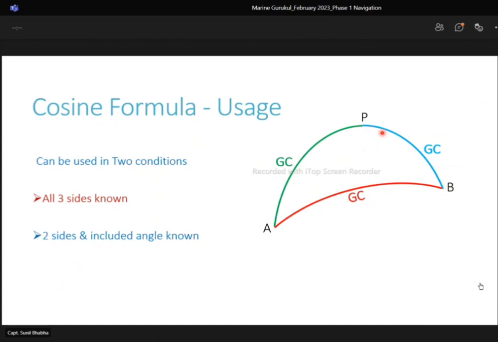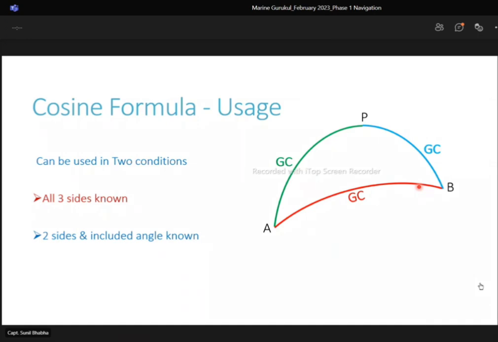Now, when we apply the cosine formula, the first thing which we will be able to calculate or find out in this triangle is the missing side, the unknown side. In this case, the side AB. Now, once the missing side has been calculated, then we again have access to all the three sides of the triangle, and the remaining two angles, that is angle A and angle B, can also be calculated and found out.